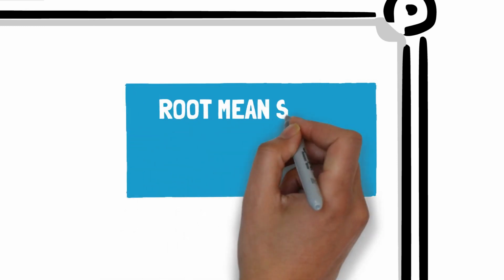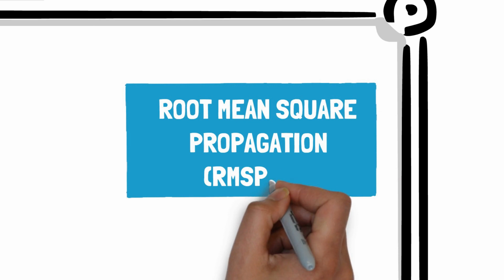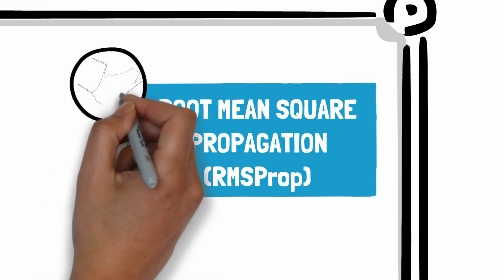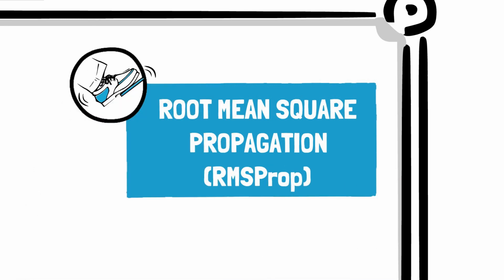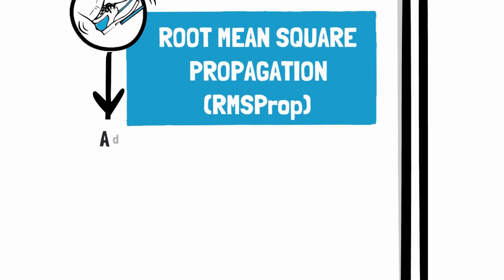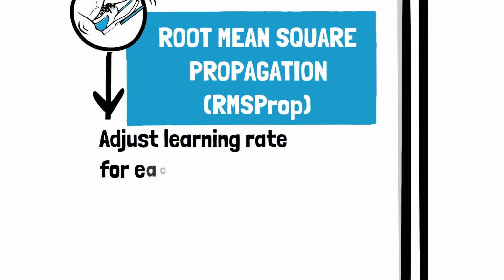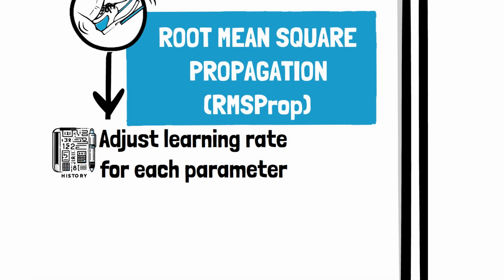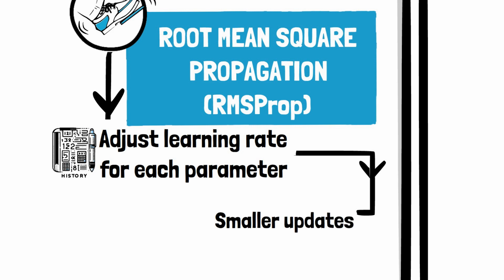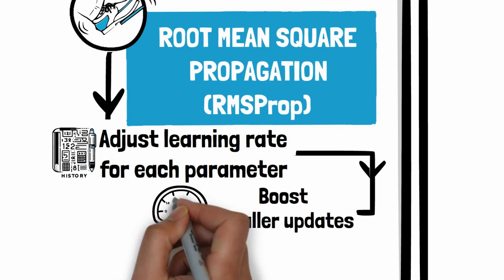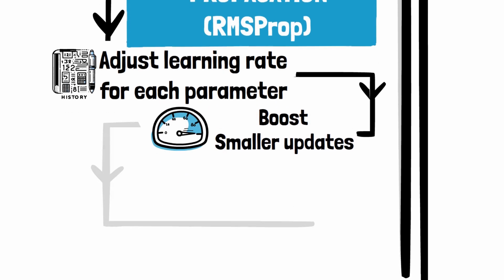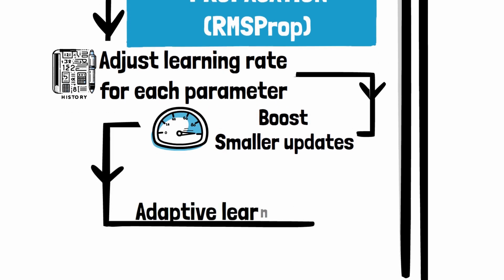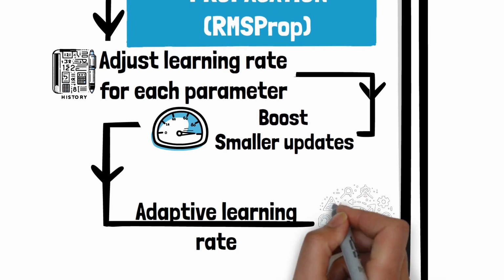Another useful optimization algorithm is called root mean square propagation, or RMSProp. Think of it as a smart brake system that dynamically adjusts the learning rate of each parameter based on the historical average of the derivatives. This method ensures that parameters which receive smaller updates due to smaller gradients get a boost in their learning rate, and vice versa. This helps in faster convergence by dynamically adapting the learning rate for each parameter.